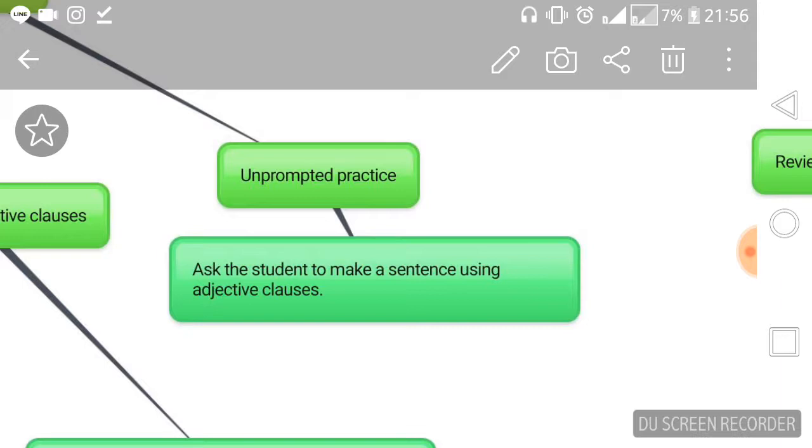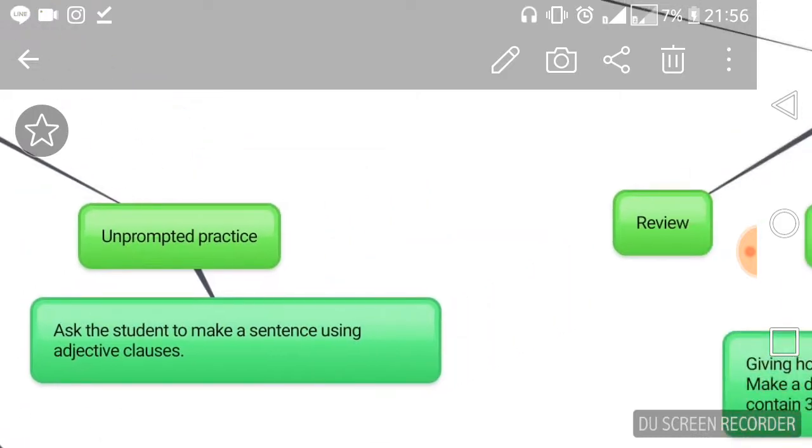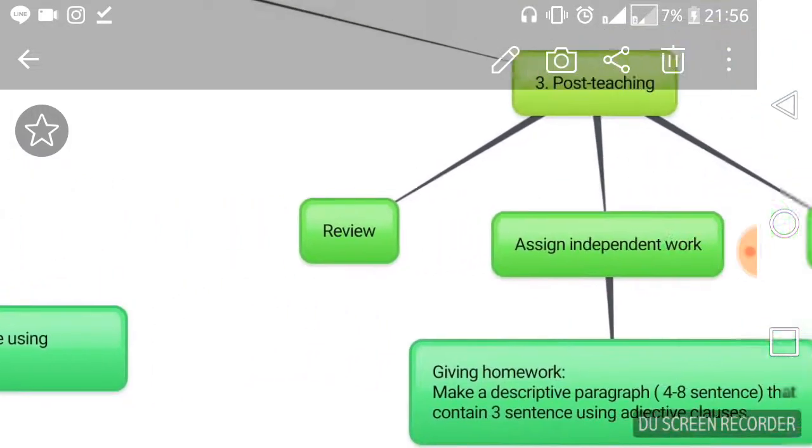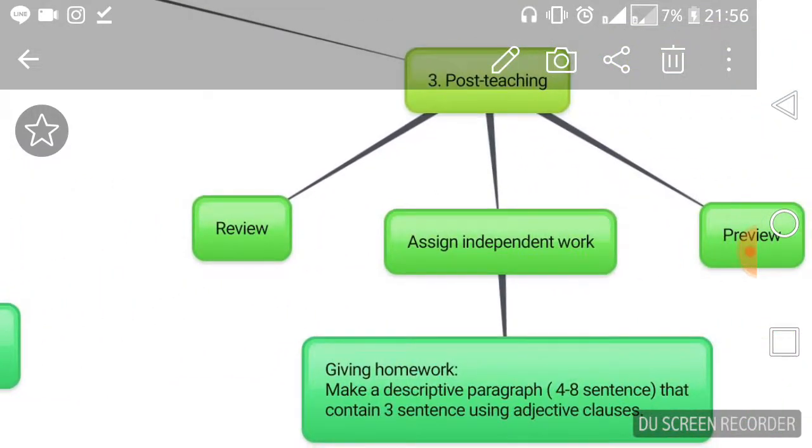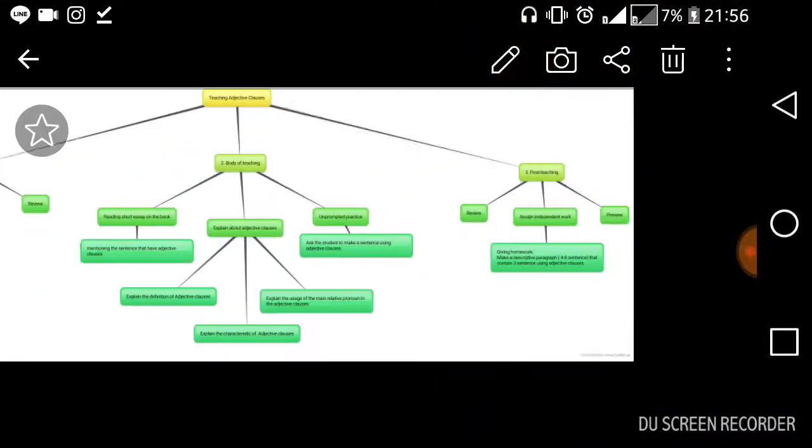I will give you 5 minutes. Okay, 5 minutes. Can you read your work? Okay, that's a good sentence. You done it. You do it well. Okay.